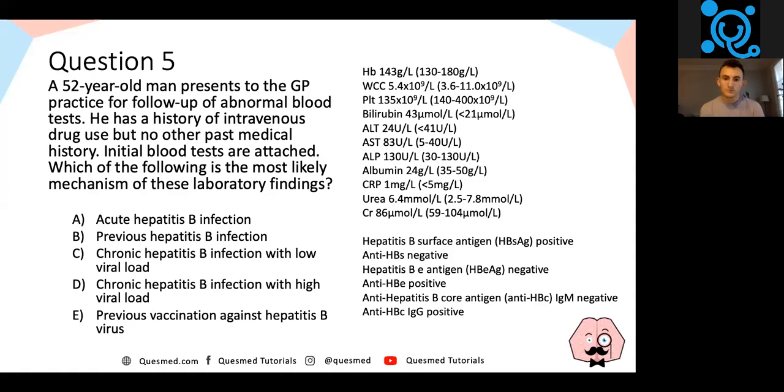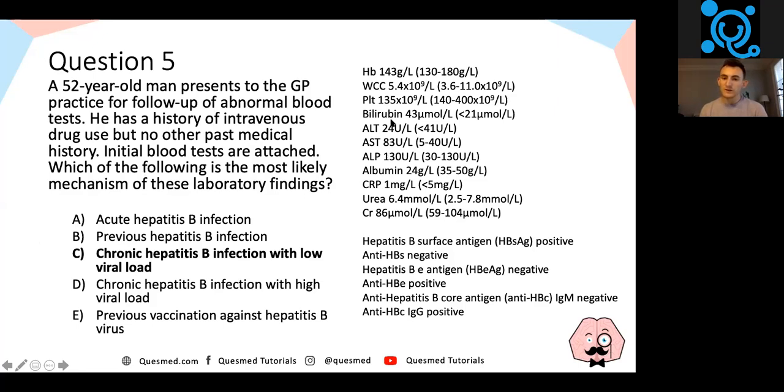Another 10 seconds. Yeah, so quite a mixed response there, but most people thought C, and that's the correct answer.